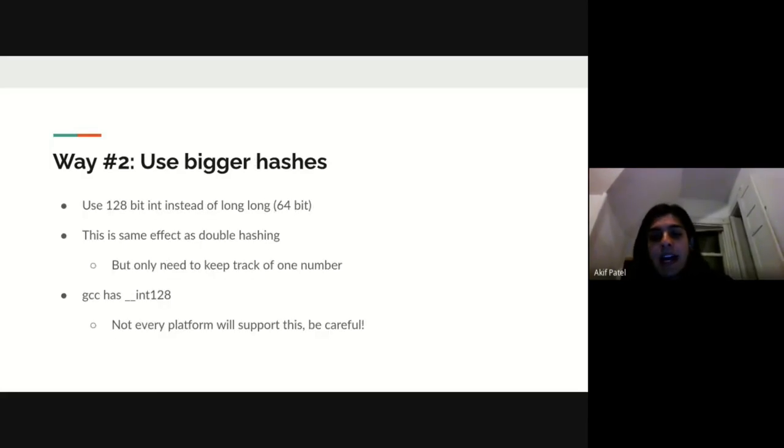Another thing you can do is just use bigger hashes. Instead of being stuck to a long, which is 64 bits, you can use a 128-bit int instead. This has the same effect as double hashing, because you can again go up to 10 to the 18th without overflowing on your multiplication. But it has an added benefit that you only need to keep track of one number, not two. How do you use 128-bit ints? GCC has __int128. But you do need to be careful, because depending on the platform, if you don't have 64 bits, this might not be supported. On all the major platforms, like Codeforces or CSAcademy or ICPC, this has been completely fine, and on my computer it's fine too. But if you're not using GCC for some reason, or you're using some obscure platform, just be careful, this might screw you.